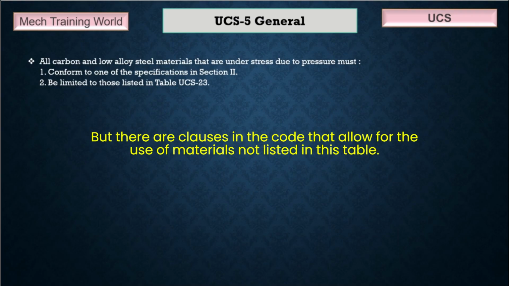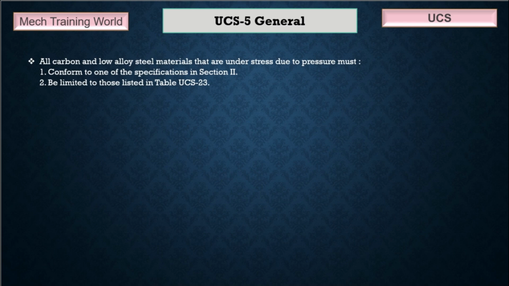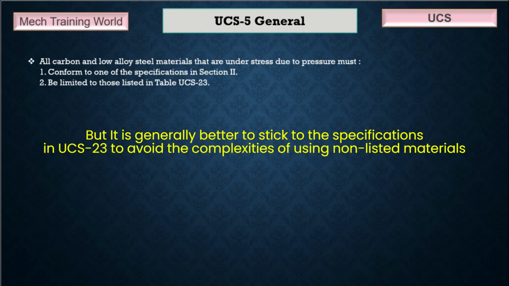But there are some other clauses in the code that allow for the use of materials not listed in this table also. However, qualifying such materials can be a difficult and time consuming process which involves additional testing and verification. You can see such materials in UG-10, which covers qualification of other materials which are not covered in table UCS-23. But I generally suggest that it is better to stick to the specifications given in the UCS-23 table to avoid the complexities of using non-listed items.